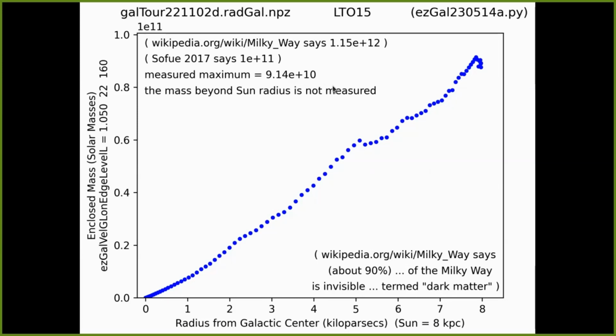But it's difficult to compare that to what the professionals say. There's a lot of different numbers. Wikipedia currently says 1.15 times 10 to the 12th. A recent paper from Sofue in 2017 says 1 times 10 to the 11th. There seems to be a lot of active professional research into the galactic mass, particularly after the new database release from the Gaia spacecraft. Now, this measurement does not include any mass beyond the sun's radius, and so it could be a little low, but 9 E10 is pretty close to 1 E11. So that's good.